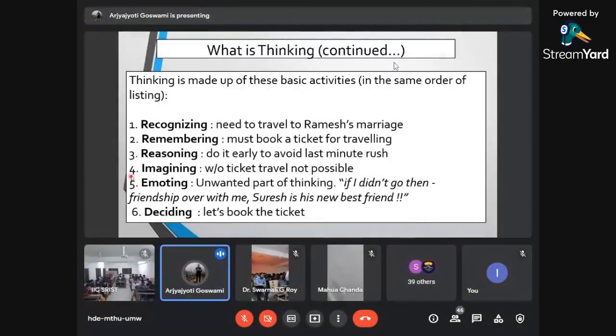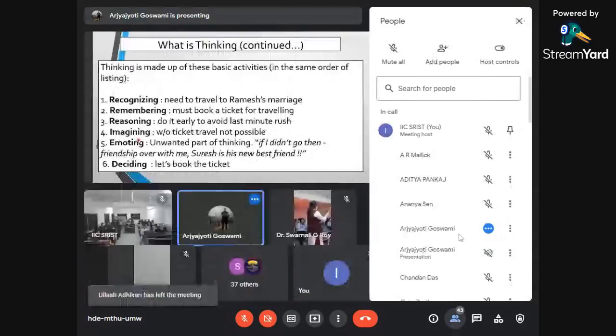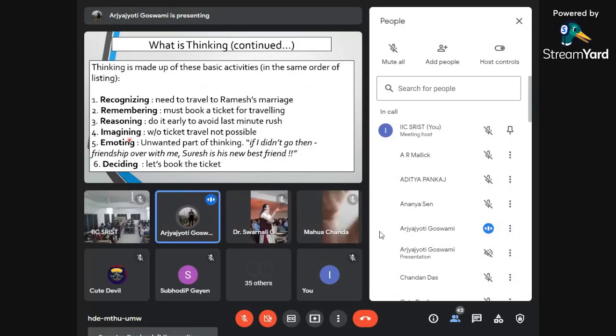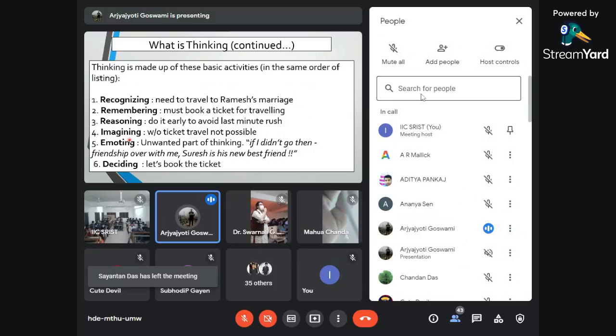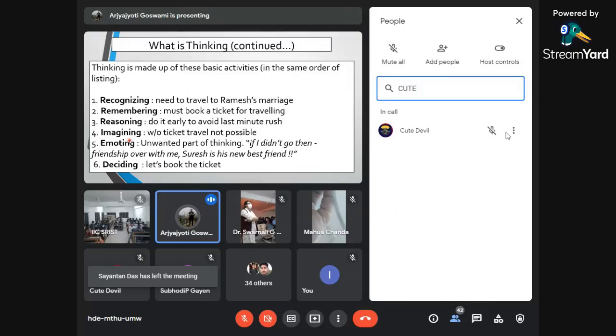The fourth step and a little bit of the fifth step, the imagining step and the emoting step, these are unwanted parts of thinking, right? We don't want them to come up in our thinking process, because if they enter our thinking process, our thinking is clouded, right? If you then think that if I don't go to Ramesh's marriage, then my friendship will be over and Suresh will be his new best friend. Okay, that is not helpful. We don't want it, right?